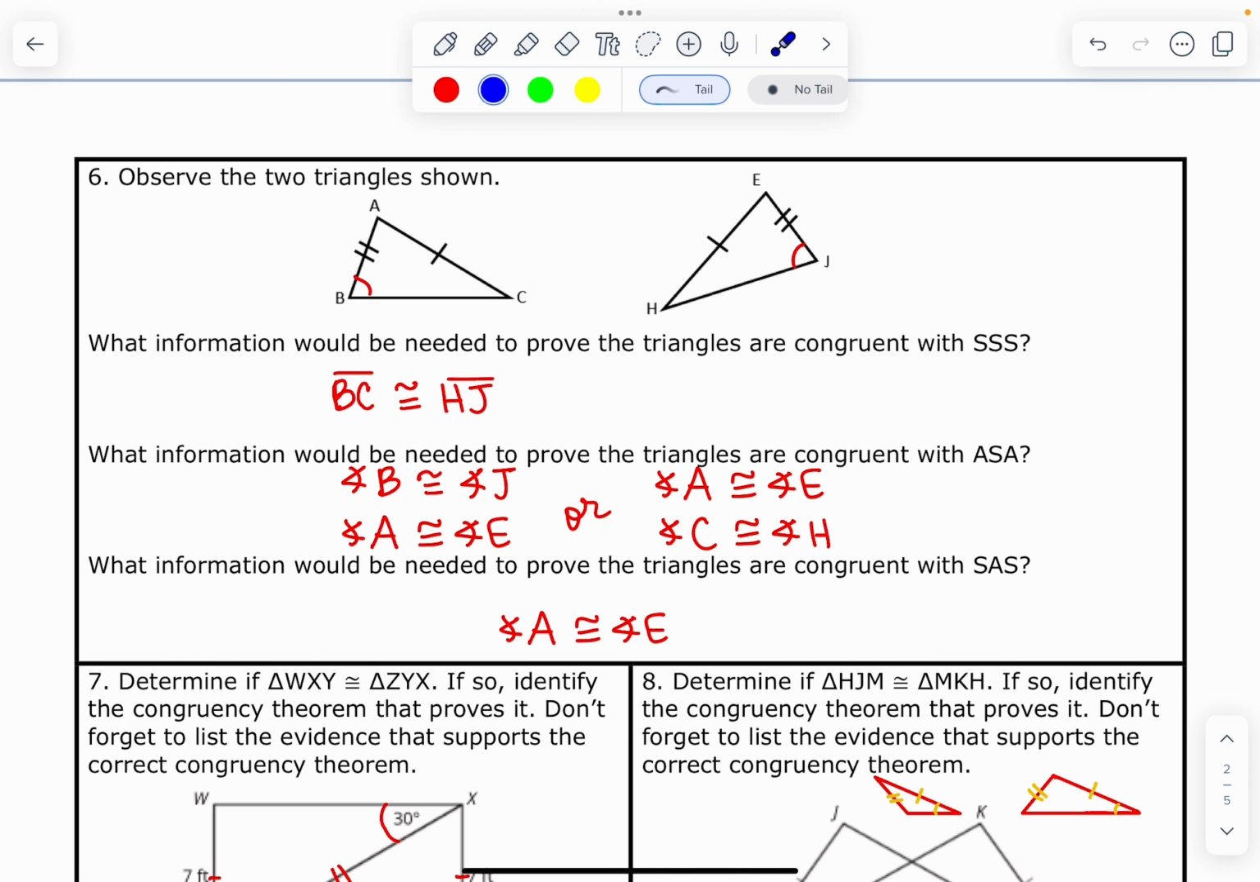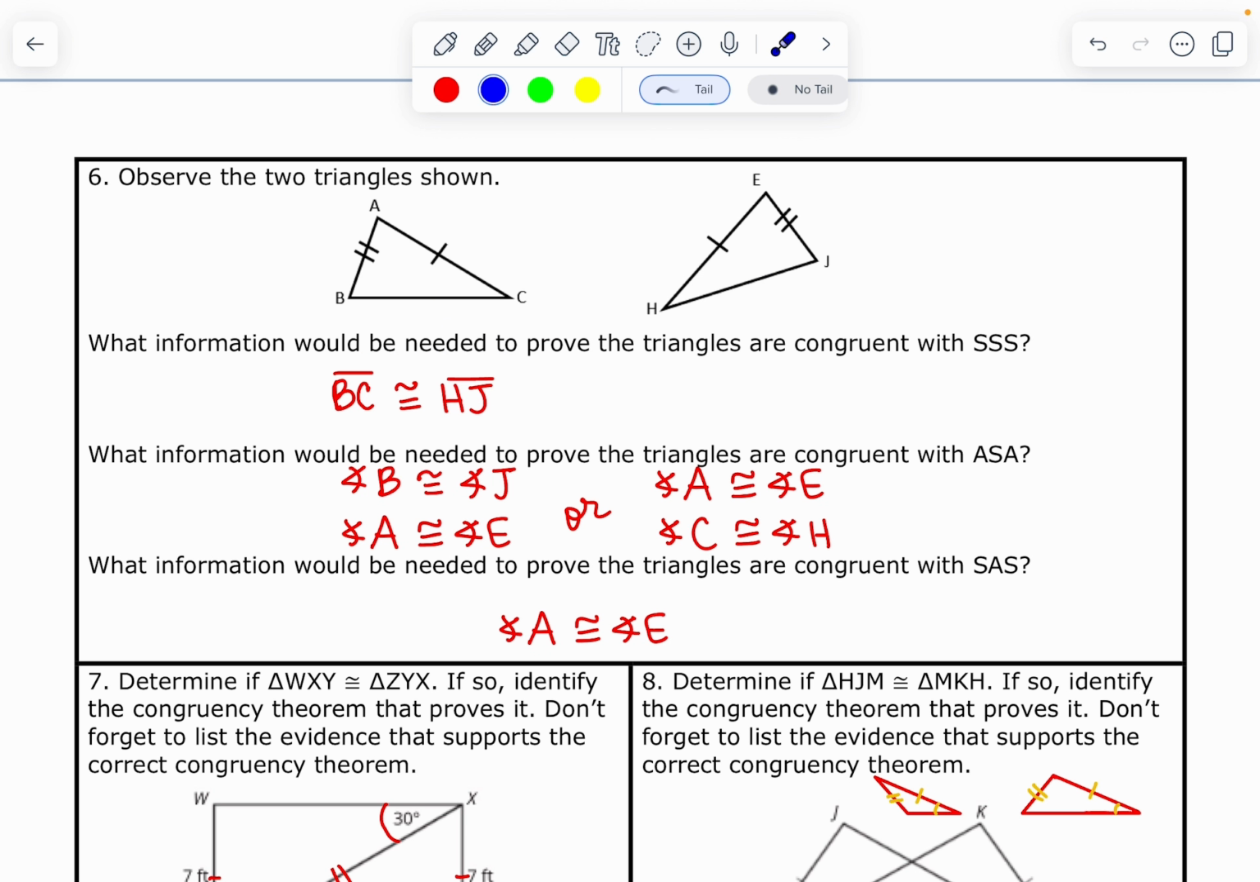Number 6, looking at these triangles below, what information would be needed to prove they are congruent with the SSS theorem? Okay, so 2 sides on each triangle are already congruent to the other triangle's sides. So we just needed the third side, which would be BC and HJ, to prove SSS.